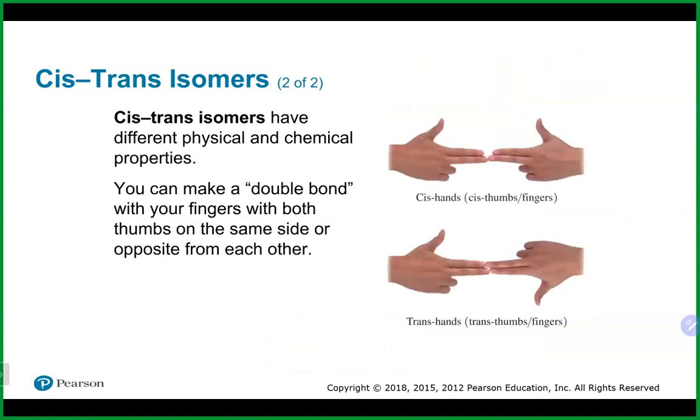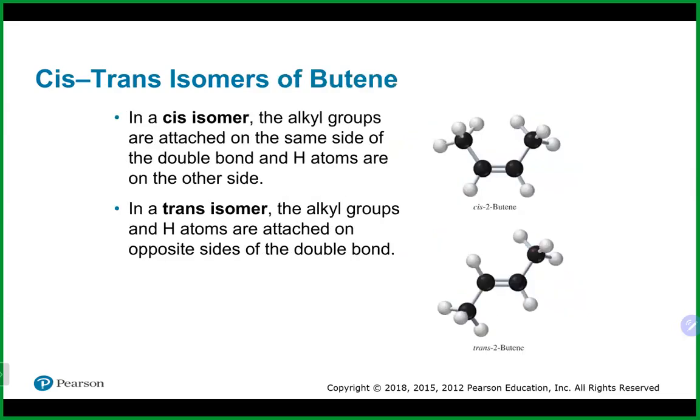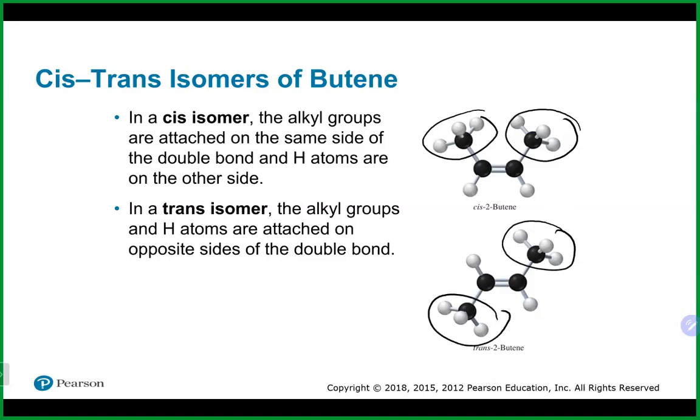So cis and trans isomers have different physical and chemical properties. And again, if you use your fingers as a double bond, thumbs up, thumbs opposite, or cis and trans. In a cis isomer, the alkyl groups are attached to the same side of the double bond and the hydrogens are on the other side. So in this case, these would be some methyl groups, and they're on the same side. And in this case, we have methyl groups on opposite sides here.